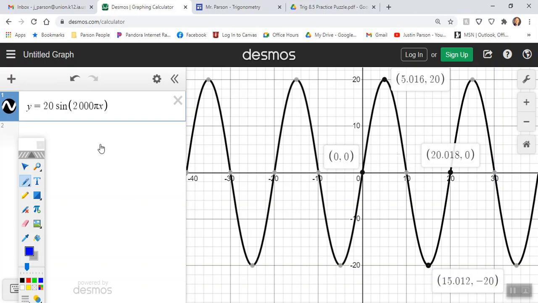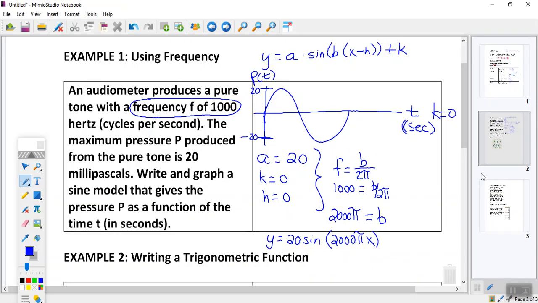Okay. Now, why 2,000 pi again here? It's the frequency. That's the frequency. So I think that if you can understand what's going on here, getting your 20 for your amplitude and your 2,000 pi in there for your frequency, you should be pretty good. Okay. Let's try another one. This next one's a little easier. The frequency stuff is tough. The thing you need to understand about frequency is it's now what over what? B over 2 pi. Okay. All right.